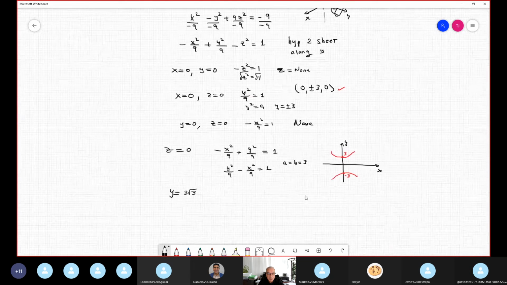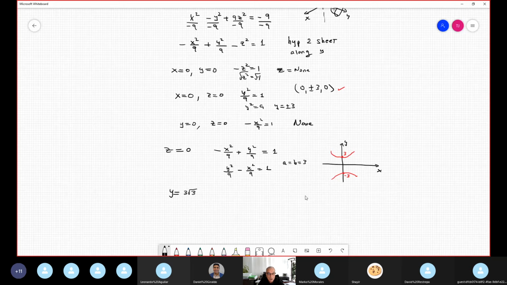Okay. You replace 3 radical 3 here. So my equation is minus x squared over 9 plus, well, square this guy is obvious, that is 27, no? And 27 divided by 9 is 3. That is the reason I select this weird number, no? Minus c squared equal 1.